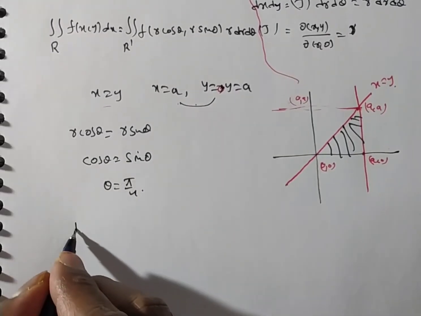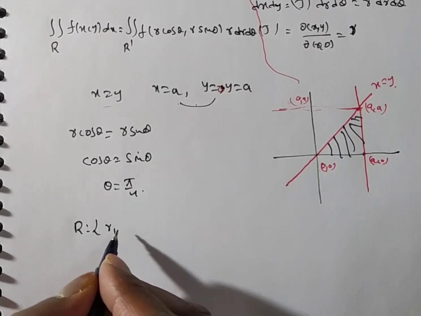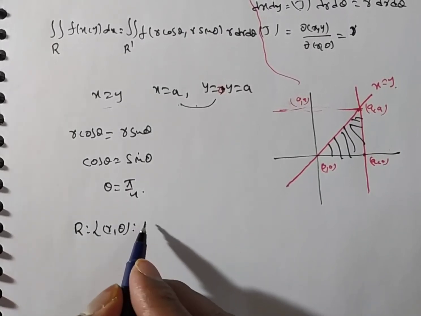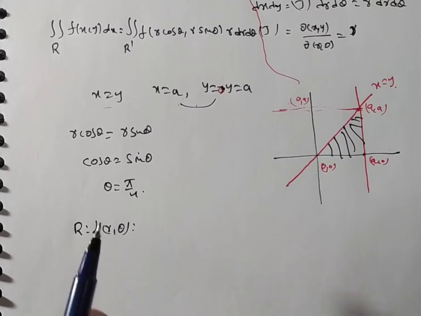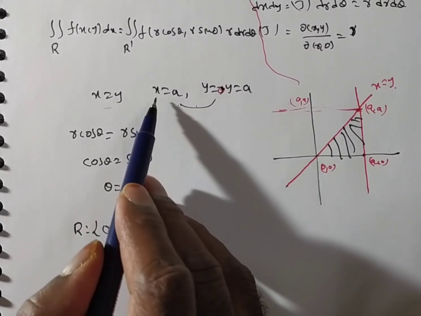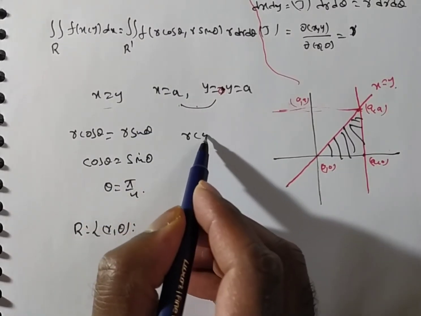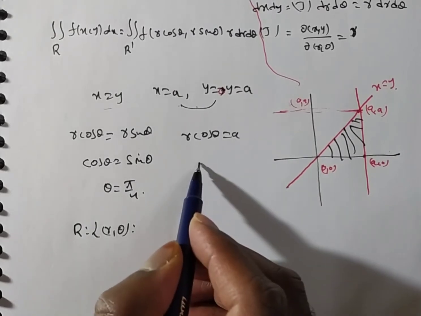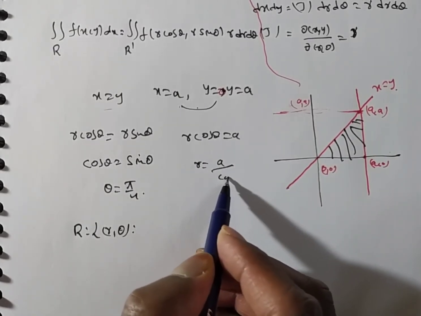Now I am writing the region in terms of r comma theta. First I am writing the r limit; later I will write the theta. What is the x value we have? x is equal to r cos theta is equal to a. So what is the r value now? A by cos theta.